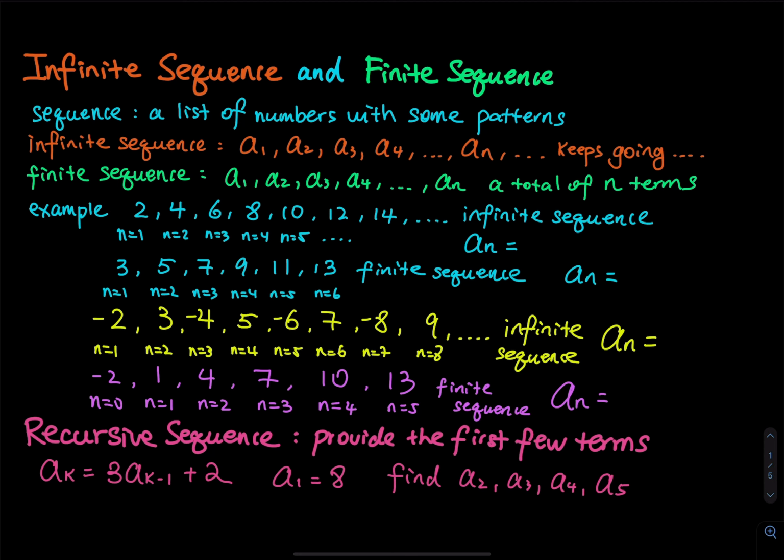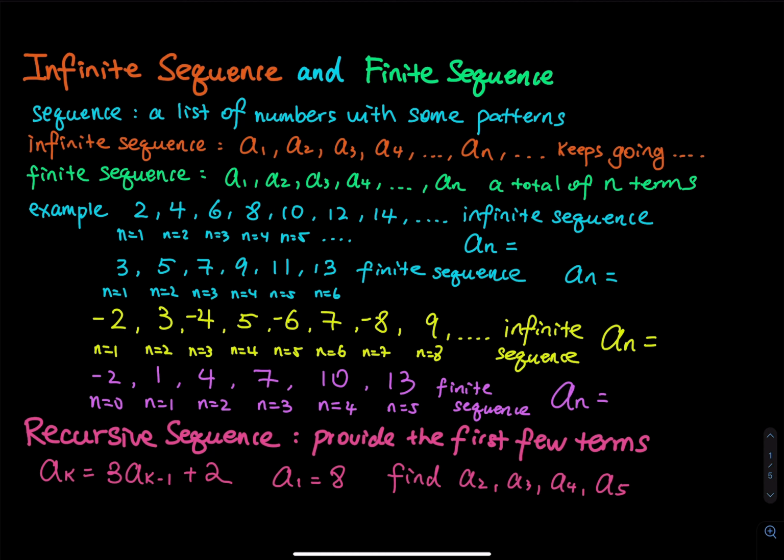For an infinite sequence, what about AN? AN is in general. What is the pattern in general? We have 2, 4, 6, 8, 10. Do you see the pattern that the 2 is double of 1? 4 is double of 2, 6 is double of 3, 8 is double of 4, 10 is double of 5, 12 is double of 6, and then 14 is double of 7.